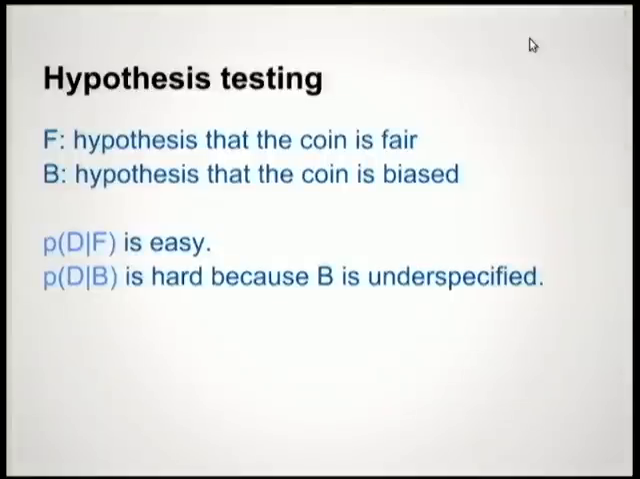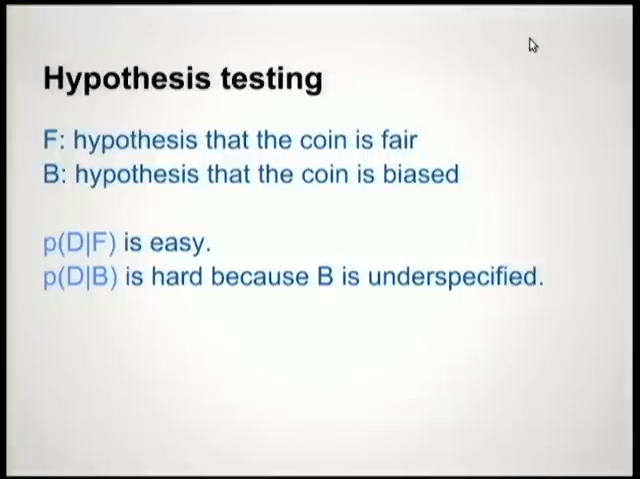So let's do the coin problem. We're gonna have two hypotheses, F and B. F is the hypothesis that the coin is fair. B is the hypothesis that the coin is biased. And now we have to compute these two terms. These are the conditional likelihoods. How likely would the data be under F, and how likely would the data be under the biased hypothesis?